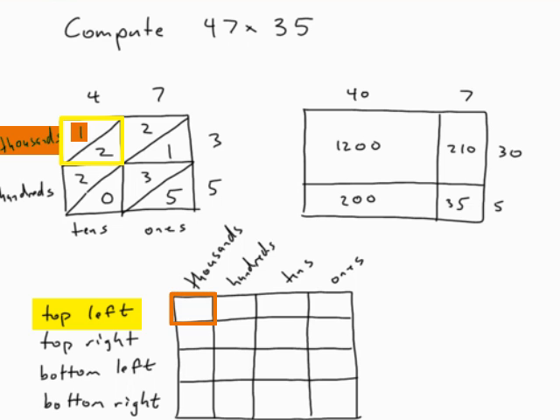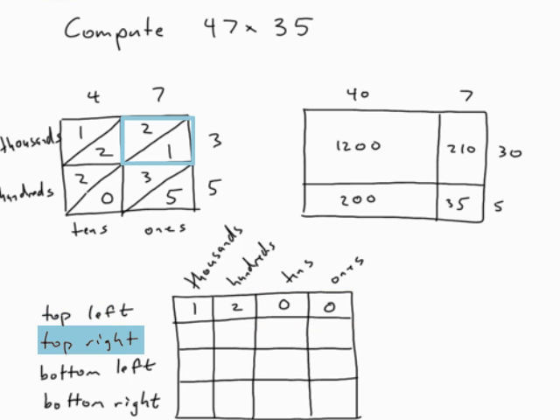In the top left, we have 1 in the thousands and 2 in the hundreds. And then we will put zeros for the tens and the ones. For the top right, we have 2 in the hundreds and 1 in the tens, and then a 0 for the ones.